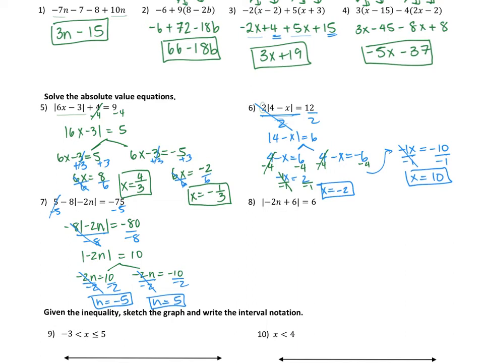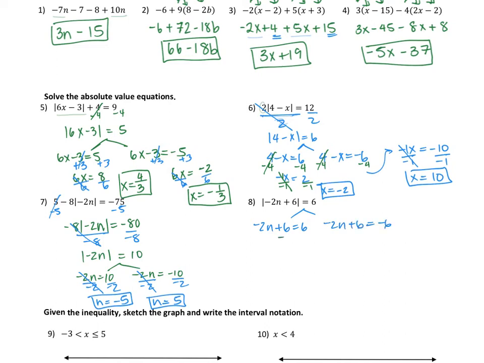Last but not least, we have number 8. For number 8, notice how this absolute value is already by itself. And so lucky for you, you can go ahead and split it up because you have a positive 6 on this side. So let's split this up into negative 2n plus 6 equals positive 6, and negative 2n plus 6 equals negative 6. So we're ready to solve here.